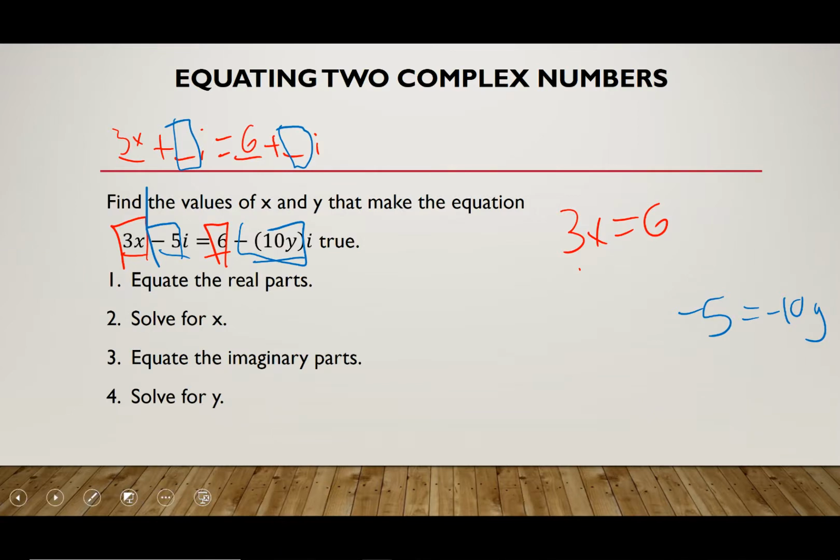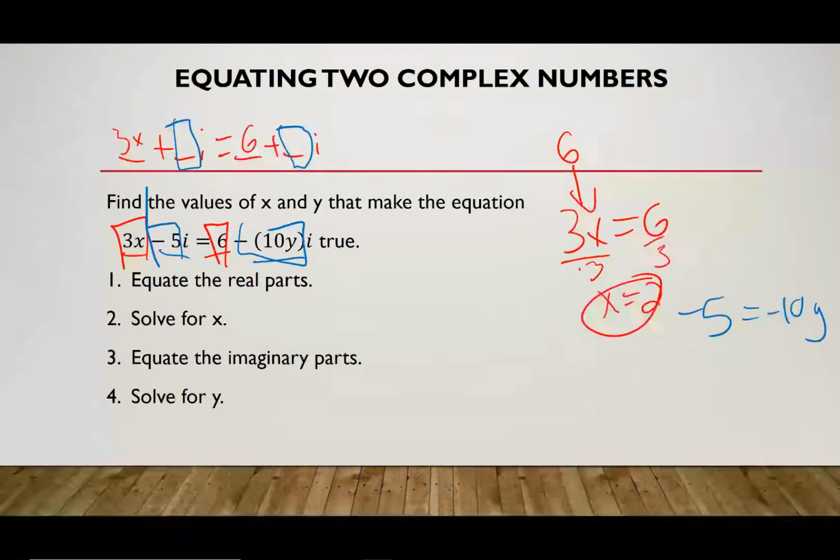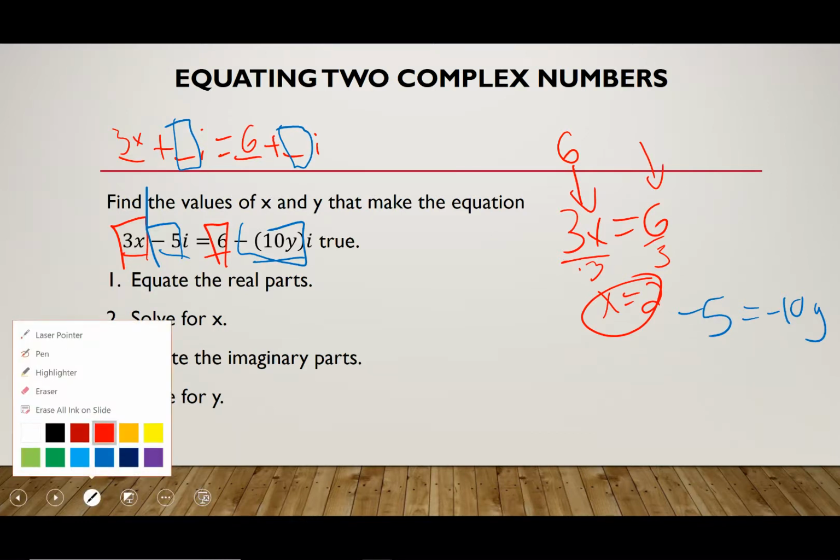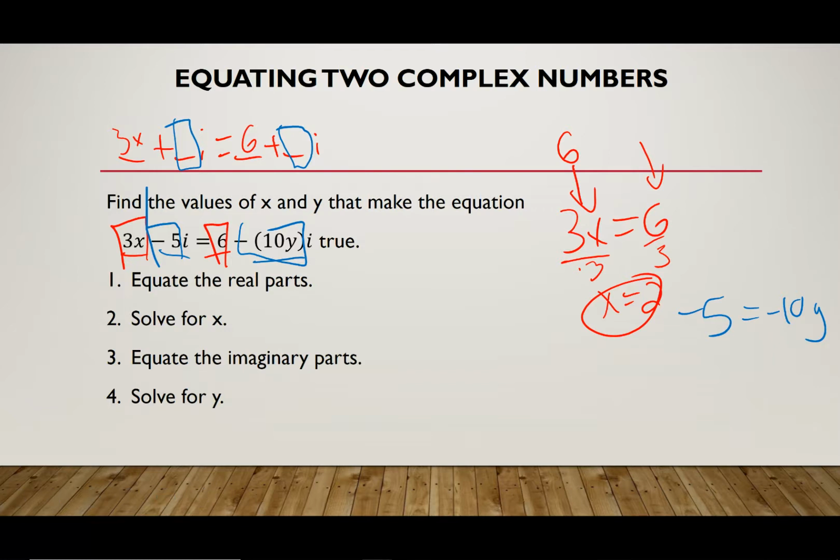So for the first part in red, if you want to solve it, divide by 3. But x has to be 2. If x is 2, then this equals 6, which will be the same thing as 6, of course. And now to find out what y has to be, again, this is probably a little easier if you solve. We have to divide by -10, so it's going to be a fraction, but that's okay. This is going to be a positive 1/2 equal to y. y would have to equal 1/2. All right, so it's equate the real parts.